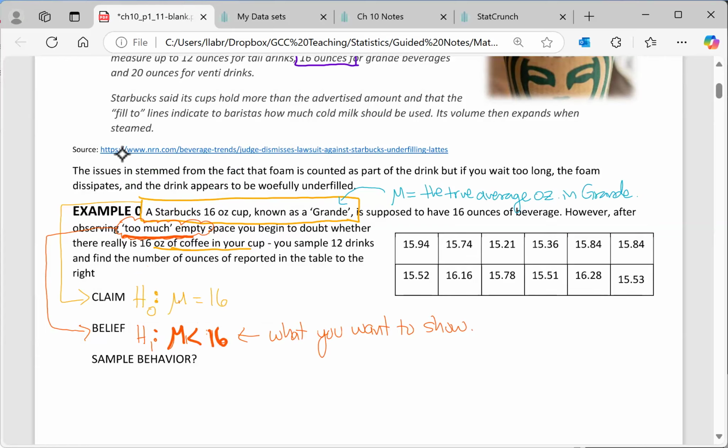We think that this is true. So again, now that you've set this up, you can say, okay, for sure you need a sample. We're going to say, if I were to take a sample, what should I observe? So here's my first sample, X1, second sample, third sample, and notice how 15.94, 15.74, 15.21, 15.36. So they're all under 16, but is that evidence to say that the average of all of the cups is under 16?